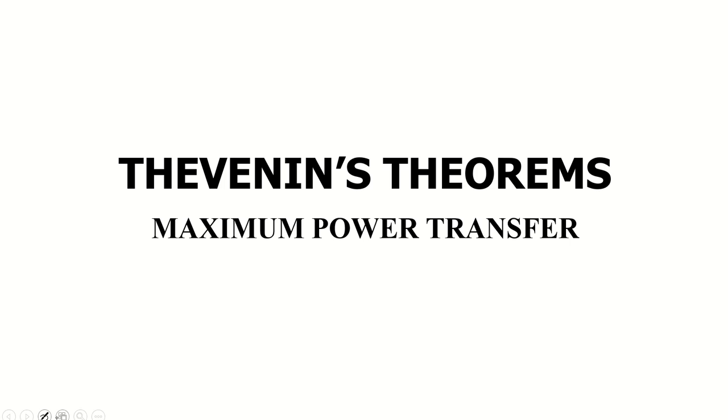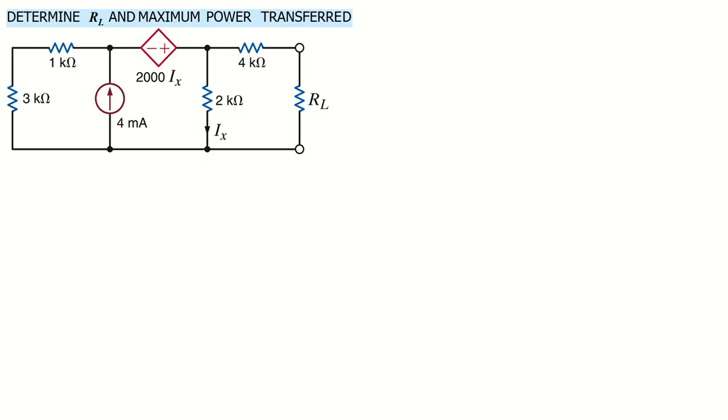Welcome back. We are learning about the Thevenin theorem and solving the examples related to the maximum power transfer. Okay, so let's solve this example. Now this is a bit complicated, complex example as compared to the earlier one because it basically has dependent and independent sources. Again, our target is to find RL for maximum power transfer.